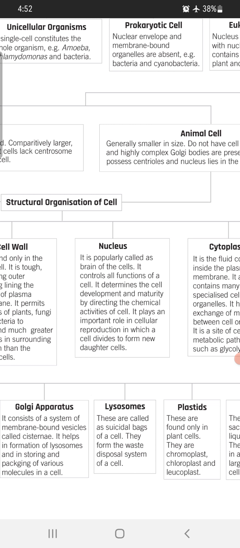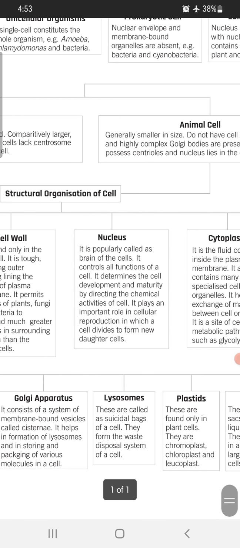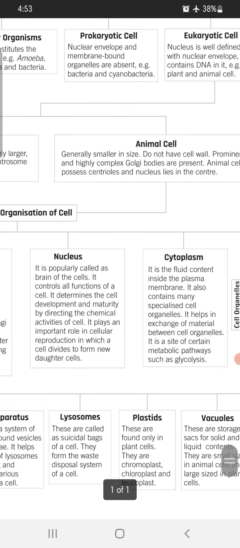Now, if we are going to learn the different parts of the nucleus, the nucleus has a double membrane nuclear envelope. Then it has round spherical bodies present inside the nucleus, which are called nucleolus. Nucleoli are called the factory of ribosomes, where ribosomes are formed, and chromatin and chromosomes are present inside the nucleus.